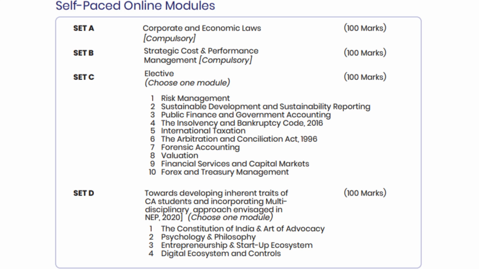You need to clear the whole set, that is Sets A, B, C, D, before appearing for the CA Final exam. Remember, you should qualify each module and score at least 50% of marks, and there is no limit on appearing in these online module papers. You can keep attempting until you clear the paper.